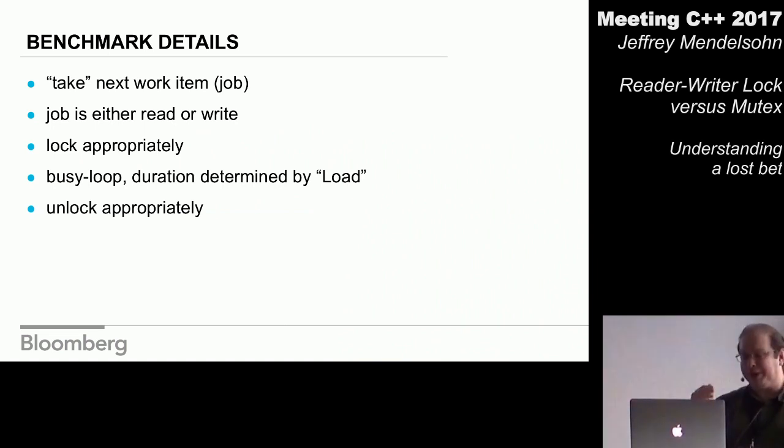It'll do some work. This work will be a busy wait. That'll be affected by some load factor. This load factor will range from 1 to 10,000, 100 being about the size of the amount of work we did in the bet, how much this map by component was doing. It turns out to be about 300 math operations is the 100 value. About 150 adds, 150 multiplies. And then it would unlock appropriately.